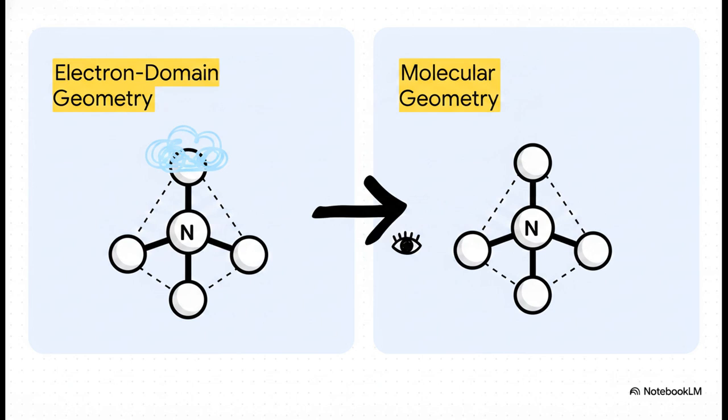Now here is a super important distinction we have to make. There are 2 kinds of geometry. The electron domain geometry is the shape of everything, all the electron groups, including the lone pairs. Think of it like the scaffolding. But the molecular geometry, the actual shape we see, that's determined only by where the atoms are. If there are no lone pairs, they're the same thing. But if some of those domains are lone pairs, the final shape of the molecule is going to be different.